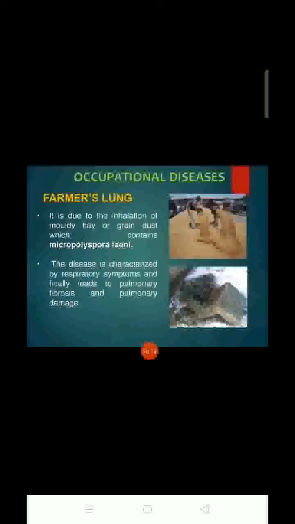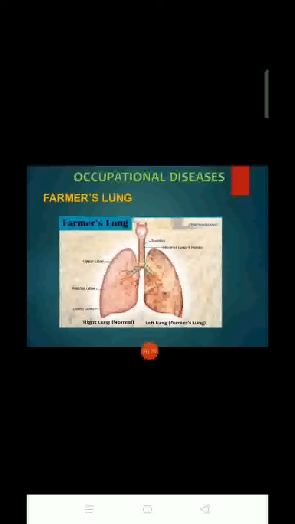In farmer's lung, the cause is inhalation of moldy hay and grain dust. Because of this, it happens to the people, which we call farmer's lung. You can see this in the image.